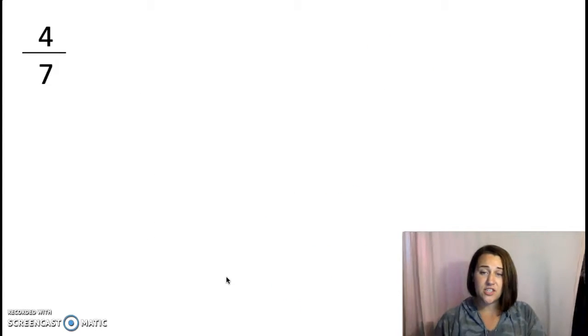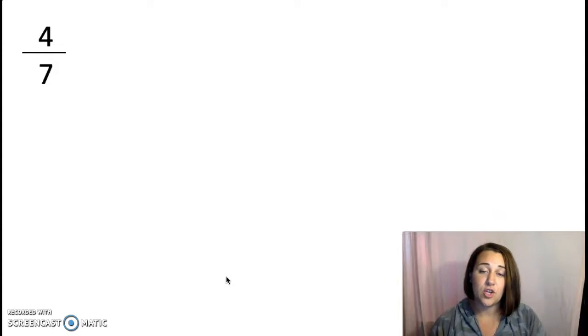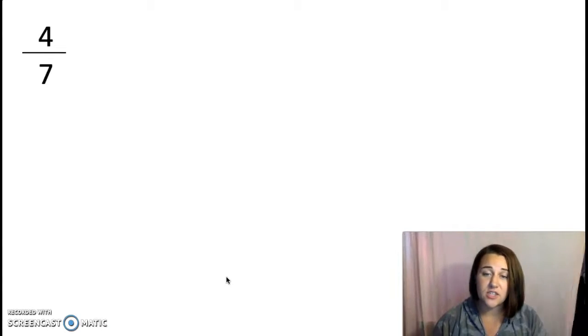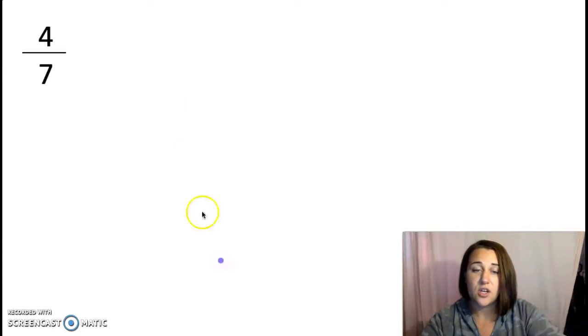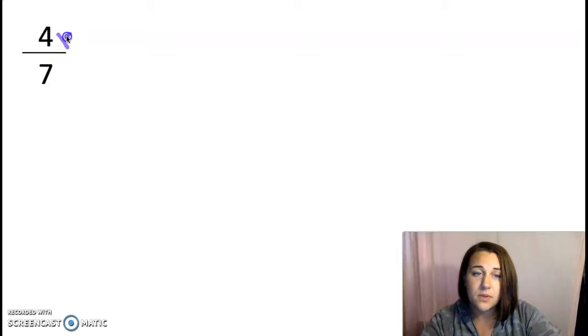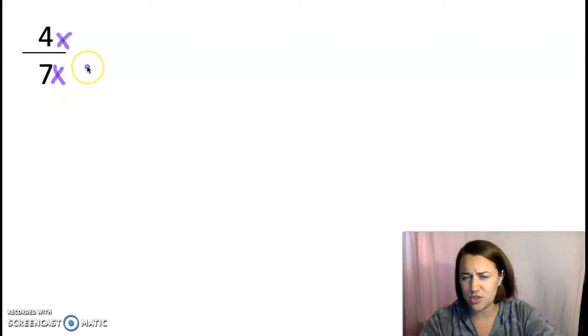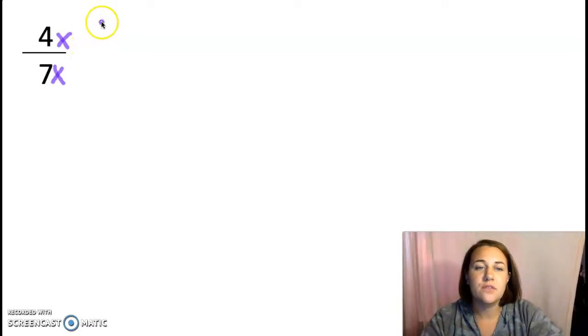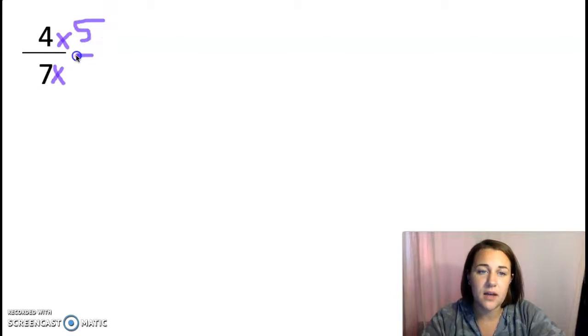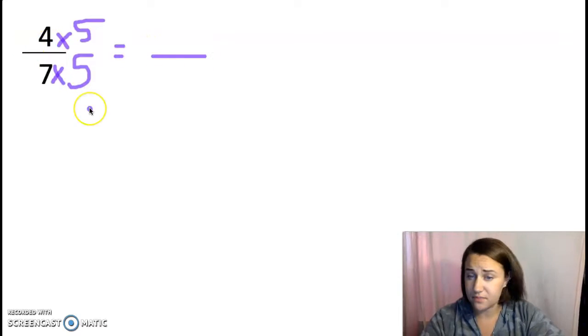So, if I have a fraction, 4 sevenths, my numerator is 4, my denominator is 7. And we want to find an equal fraction using multiplication. So I'm going to start by making my multiplication symbol. Whatever I do to the top, I have to do to the bottom. We're going to multiply by 5s. I usually start with 2, but we're going to start with 5 today. I make my equal sign and my fraction line. Easy peasy.